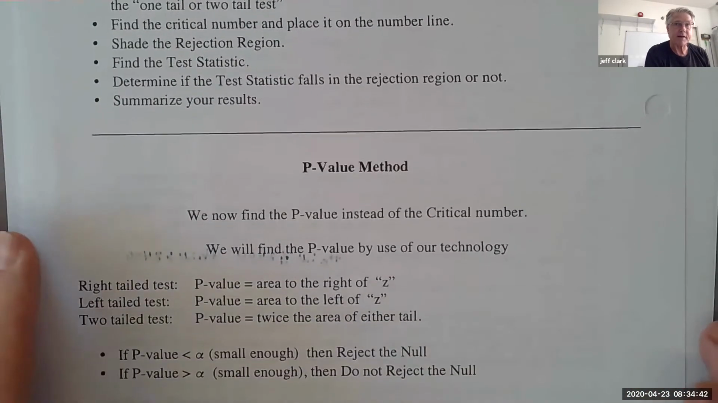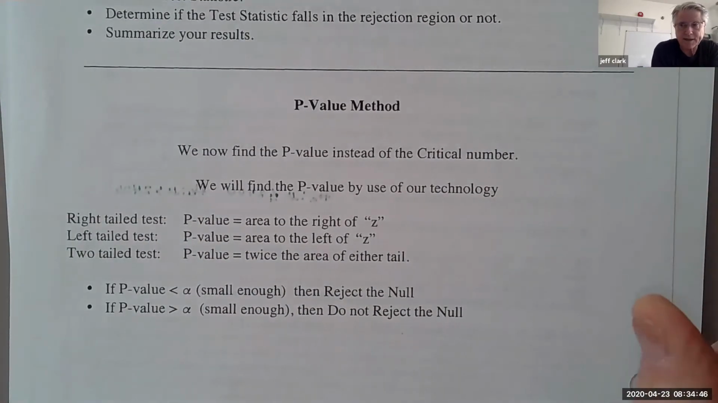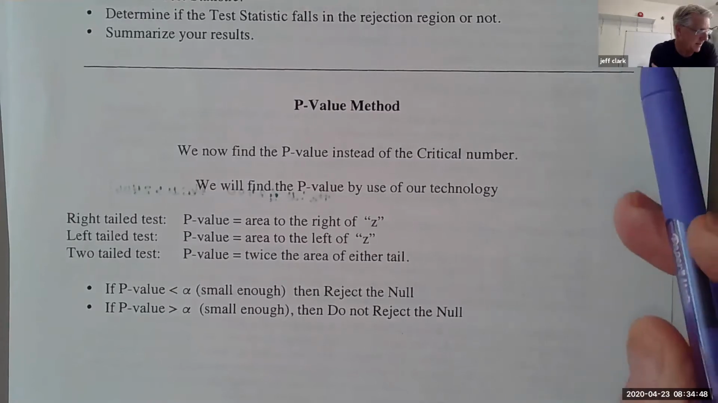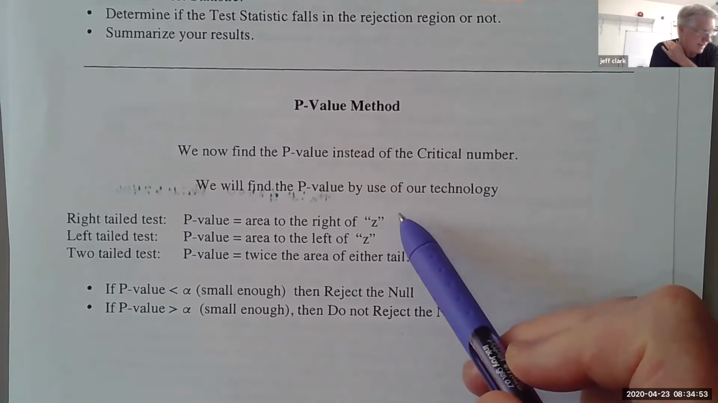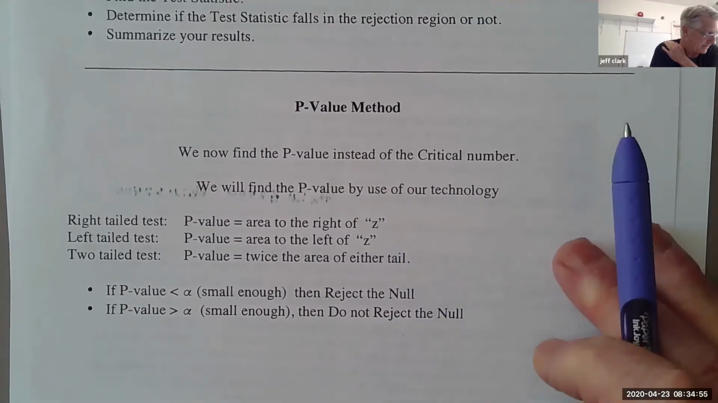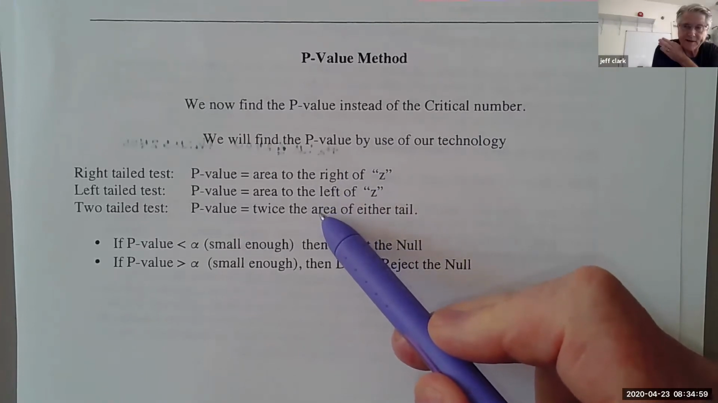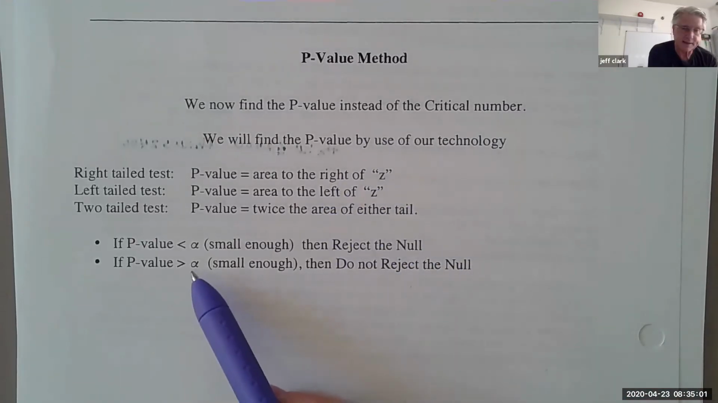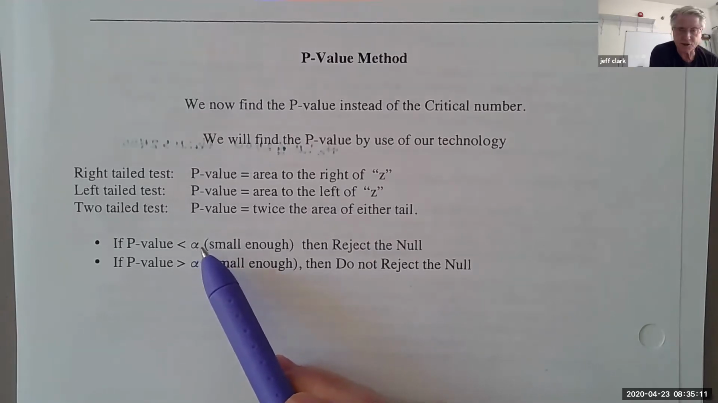Now, in the p-value method that we'll learn about, we're going to find this by using our technology. I'll show you how to do that with your calculator today. There are a number of ways of making the determination, but basically this is the best thing to do. You get a p-value and the alpha. Now, the alpha is something that's predetermined, and I'll show you what those are.